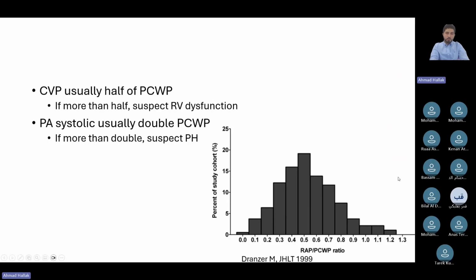Another thing to keep in mind is that for the majority of patients, the CVP is usually half of the wedge pressure. If it's more than half, you need to start suspecting RV dysfunction. The PA pressure is normally around double the PA wedge, and if it's more than double, you need to start suspecting pulmonary hypertension. This is based on data from Drazner published back in 1999, that the RA to wedge pressure ratio in the majority of people is 0.5.